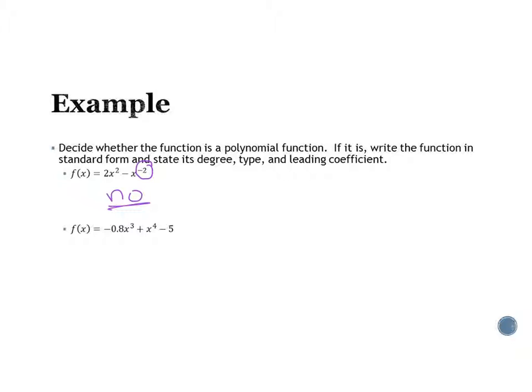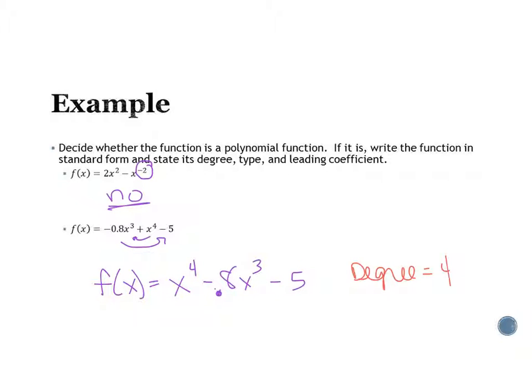So yes, this is. So descending form for exponents, I'm just going to rearrange these first two here. So f of x equals, and you're going to keep the signs with the terms, x to the fourth minus 0.8 x cubed minus 5. So that's now in descending order. The degree is going to be 4, because that's my highest exponent. The type, since it's degree 4, it's a quartic. That's from the previous slide. And the leading coefficient is 1, because there would be 1x to the fourth.